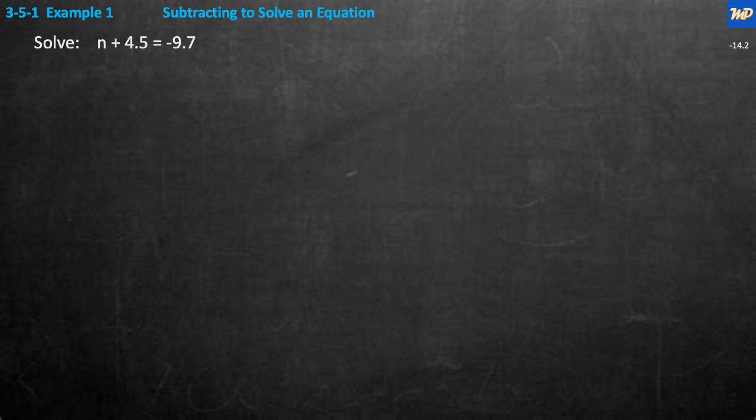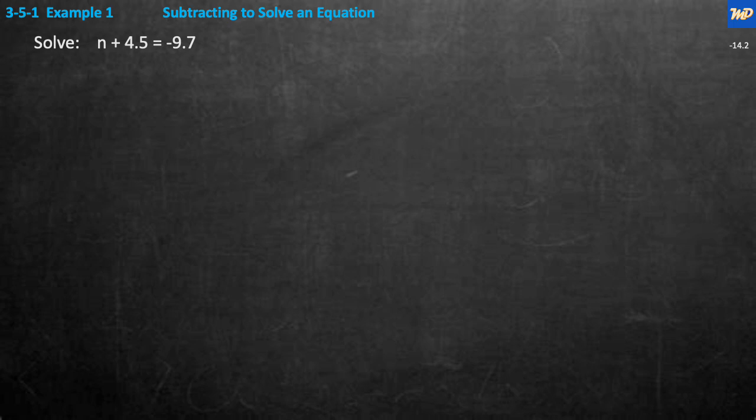Example 1. Subtracting to solve an equation. So here it says solve n plus 4.5 equals negative 9.7. So how are we going to solve this? Well, the rule is, of course, always get the variable by itself with a coefficient of 1. It has a coefficient of 1 right now, so we just have to get the variable by itself. And to do that, we have to remove the 4.5. And how do we do that? We add the negative of this, right?